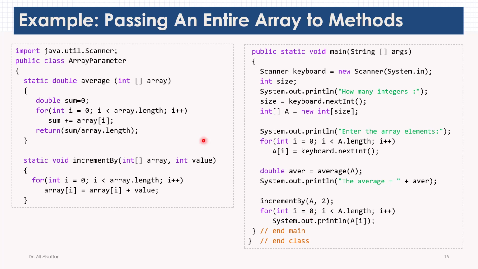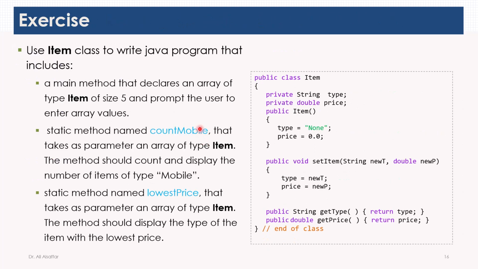Let us have an exercise showing you how to pass an entire array to methods. In this exercise, we are going to use a class called Item, and its definition is shown here. So we are going to write a Java program that includes the following methods.